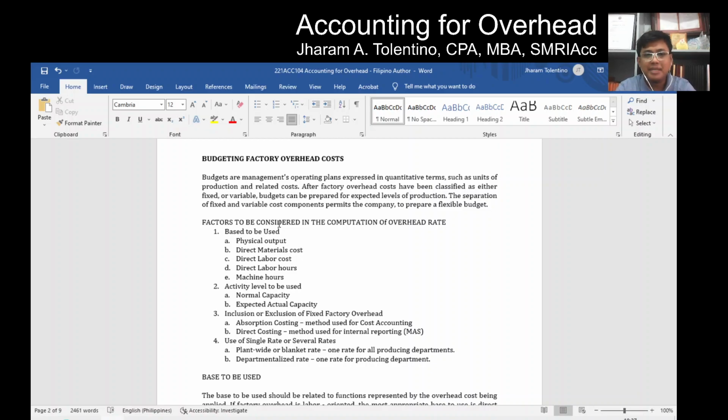So, budgets are management operating plans expressed in quantitative terms such as units of production and related costs. After factory overhead costs have been classified as either fixed or variable, so wala tayong mix kasi kailangan alam mo kung ano yung fixed and ano yung variable. Budgets can be prepared for expected level of production. So the separation of the fixed and variable cost components permits the company to prepare flexible budget.